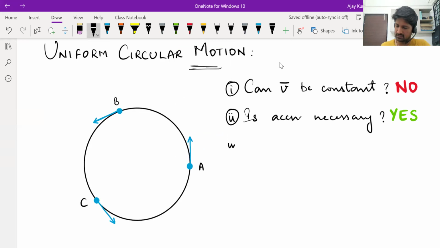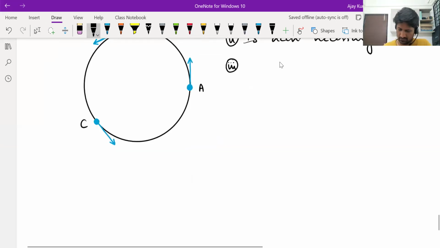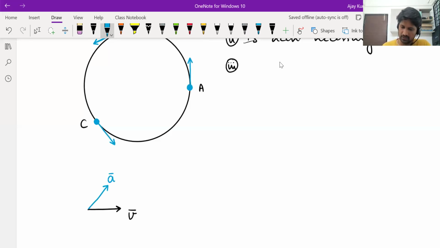Okay, next. Few days back, we discussed something about tangential acceleration and radial acceleration. Let me quickly recollect that for you. Suppose an object is moving in this direction, its velocity will be this way. And let's say its acceleration is in this direction. You can resolve acceleration into two components. One component of acceleration parallel to velocity, that is called tangential acceleration. And another component of acceleration perpendicular to velocity, it's called radial acceleration.